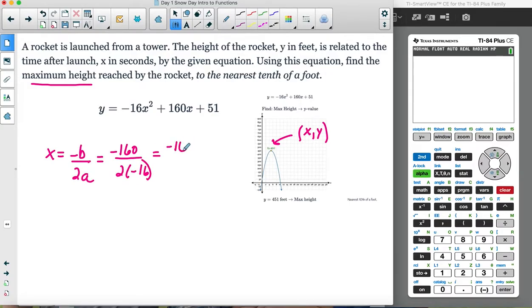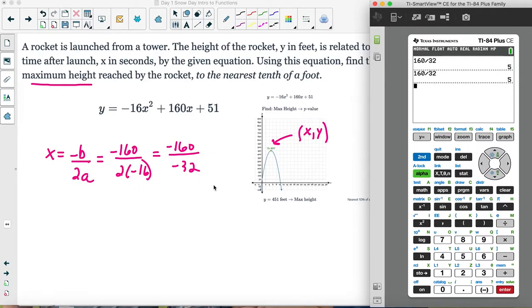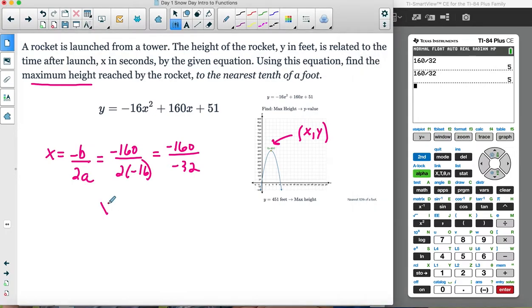So what's that? Negative 160 over negative 32. When I do 160 divided by 32, enter, I'm going to get 5. That actually worked out nicer than I thought. So that was a nice answer. Then what you do is you plug the 5 back into your equation.